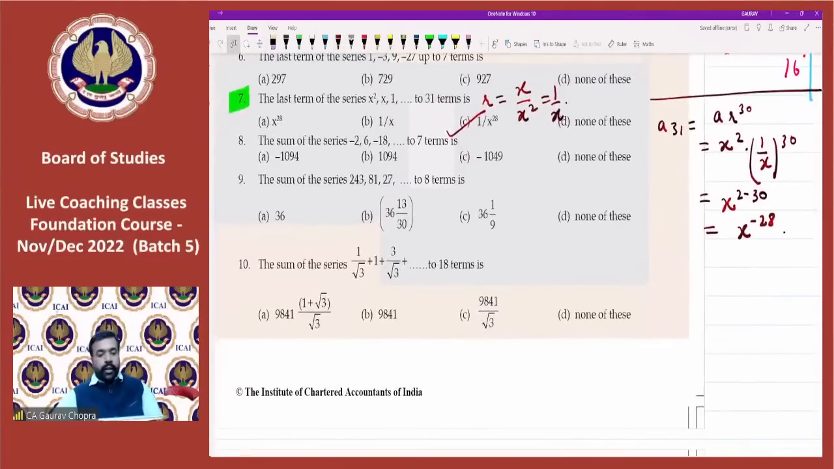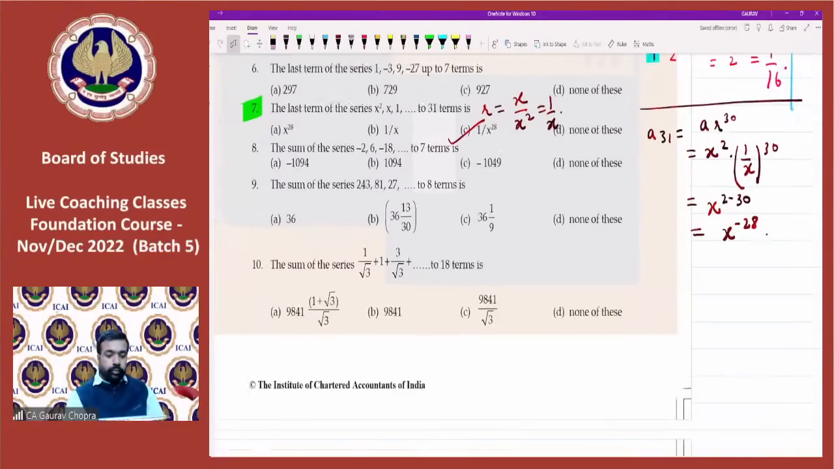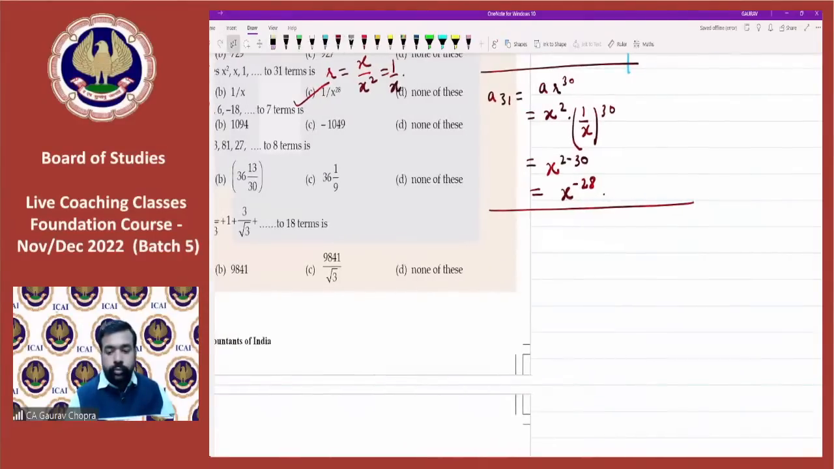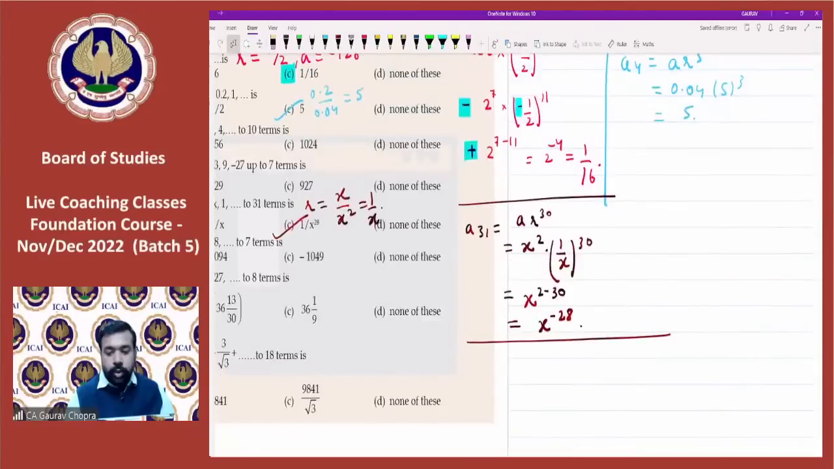Now we have to try question number 8. Let us try question number 8 now. The sum of the series up to 7 terms is. This time we have to calculate the sum up to 7 terms. So what is the first term? First term is -2. Here we can solve.